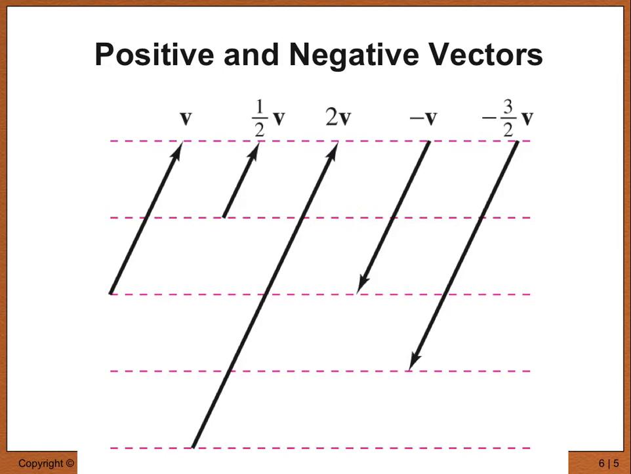So, for example, let's look at this original v. We've got v has a certain magnitude and direction. Well, 1/2 v has the same direction, half the magnitude. 2v has the same direction, but twice the magnitude of v. Negative v has the same magnitude, but its direction has been reversed, even though it's still parallel. And -3/2 v has 3/2 times the magnitude of v, but it's going in the opposite direction.